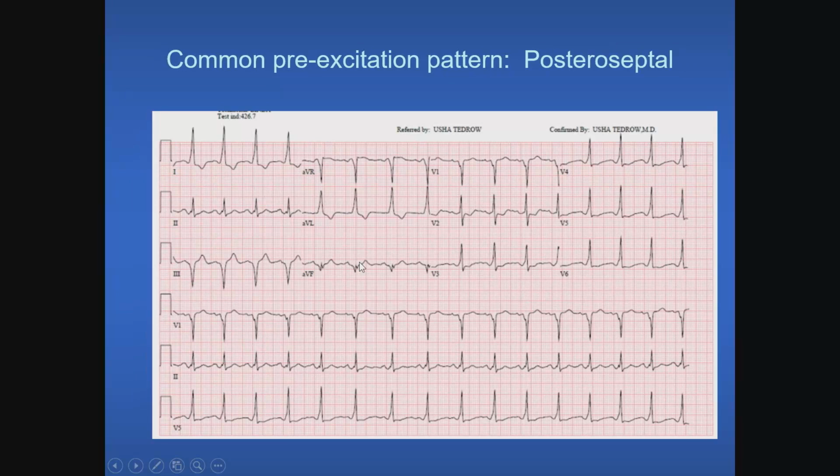Another common pre-excitation pattern is posteroseptal, and this pattern is important because it creates a pseudo-infarct pattern on the ECG. You have negative delta waves in 3 and AVF that can look like Q waves. So this is a posterior pattern, and for it to be posteroseptal, typically the delta wave changes polarity between V1 and V2, as we see here, and that puts it on the septum.